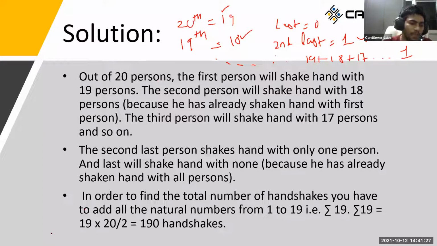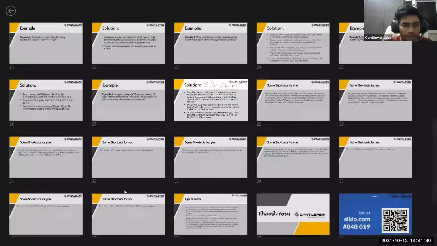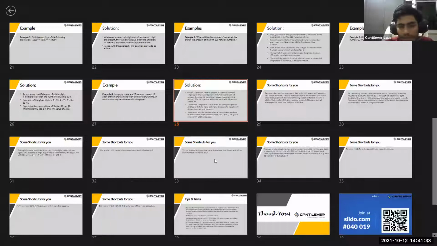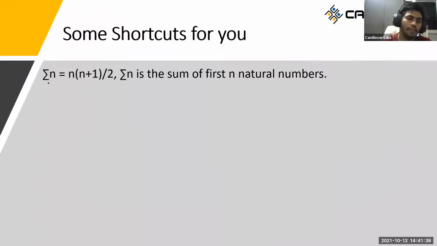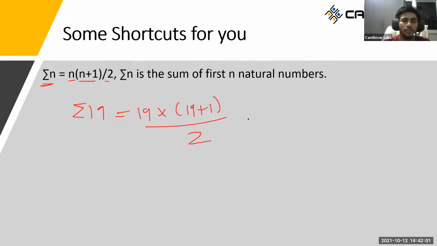Okay, so we have a trick for that. You guys should better remember it, the sum of first n natural numbers. So the sum of first n natural numbers, represented by sigma n, is n multiplied by n plus 1 upon 2. So we'll just take an example, 19. So sigma 19 would be 19 multiplied by 19 plus 1 upon 2, which would essentially be 19 multiplied by 20 upon 2. So this would be 190.